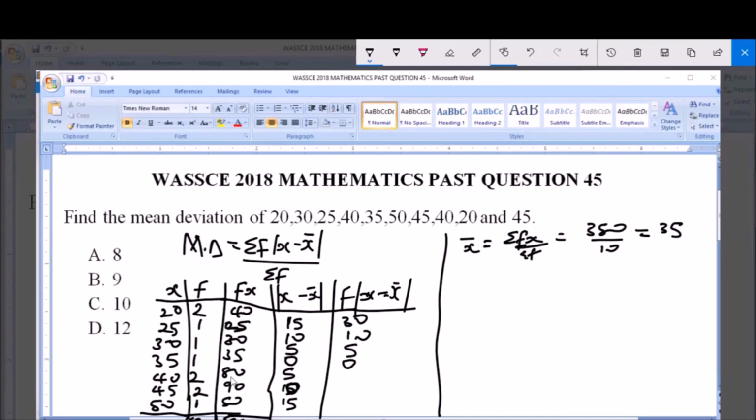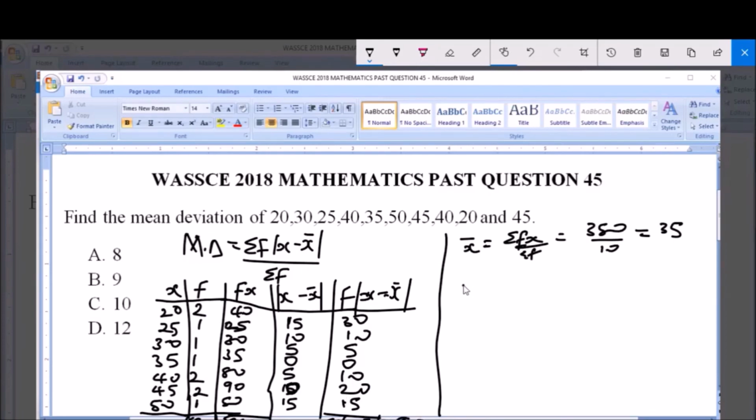Here will be 0. 2 times 5 will give us 10. 2 times 10 will give us 20. And 1 times 15 will give us 15. Now we can say summation f x minus mean is equal to 30 plus 10 plus 5 plus 10 plus 20 plus 15, which will give us 90.